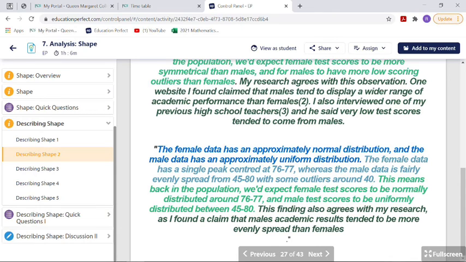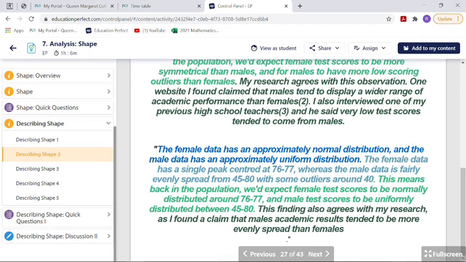All right, look at the second paragraph. The female data is approximately normally distributed. So remember, in this section about shape, you've got to talk about symmetry, and then you're going to have a second paragraph about what? Distribution, right? So there's going to be two paragraphs in this section. Usually we only have one. The female data is approximately normally distributed, and the male data is approximately uniform.